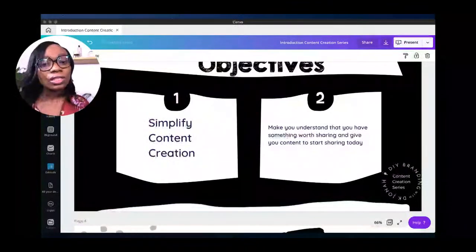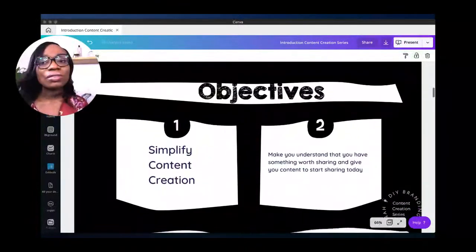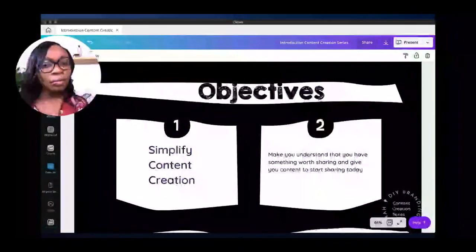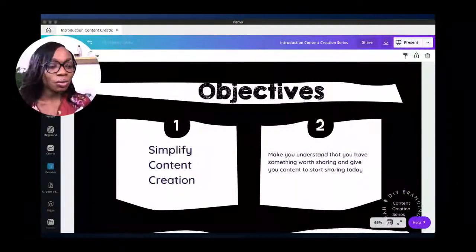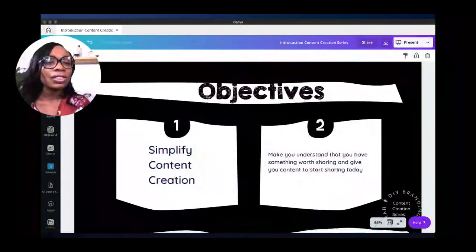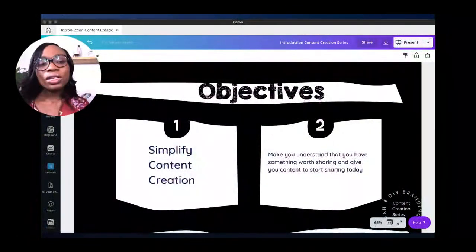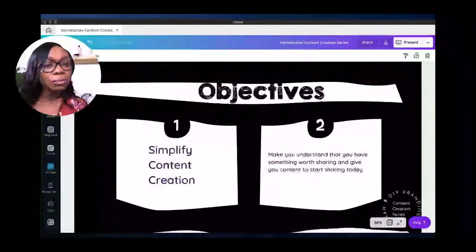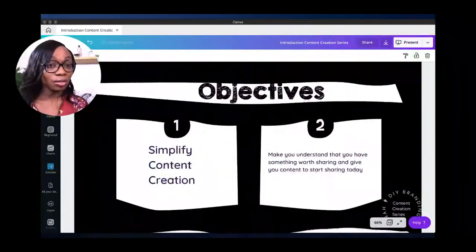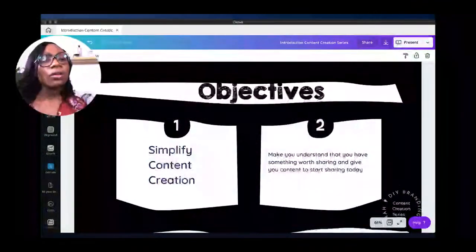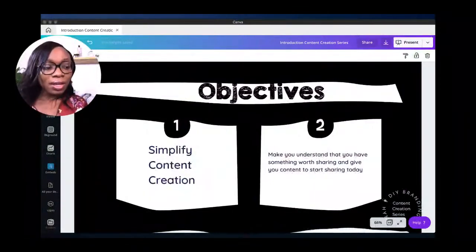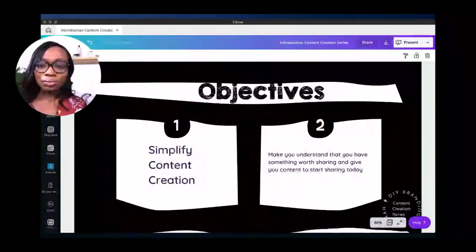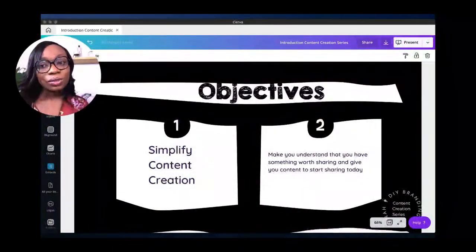Now, I have a few objectives for today. My major objective is this: I want to simplify content creation. I want you to understand that content is quite easy. You can create content where you are now. You do not need to start copying other people's pages or thinking of reinventing the wheel. Whatever you need to create is in you. So today we're just going to encourage you to start posting, make you understand that whatever you need to post, look within. And everyone has something worth sharing.